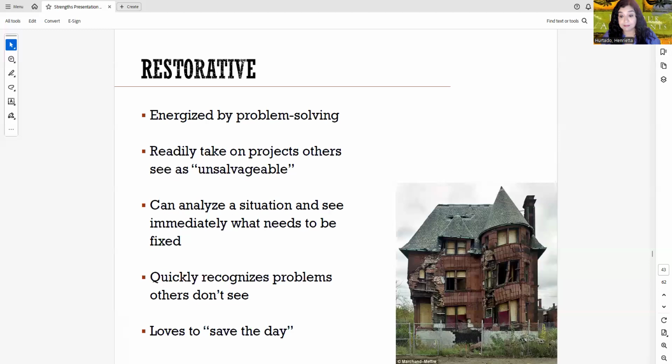Restorative, energized by problem solving. Readily take on projects others see as unsalvageable. Can analyze a situation and see immediately what needs to be fixed. You quickly recognize problems others don't see, and you love to save the day.